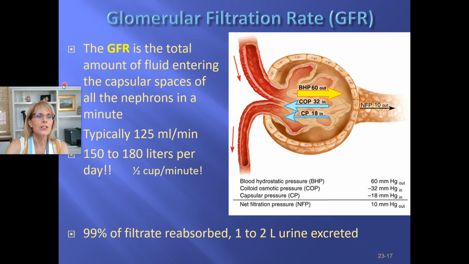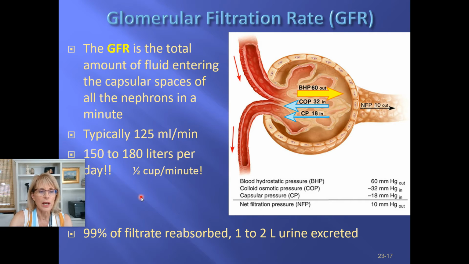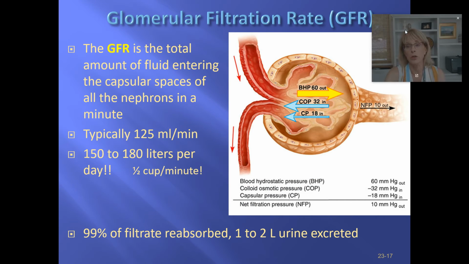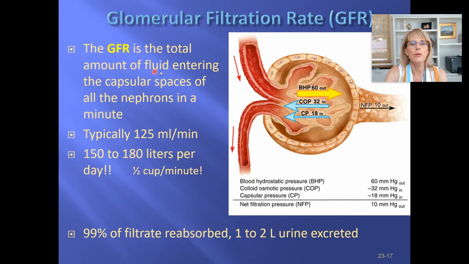Okay. Let's talk about glomerular filtration rate. Glomerular filtration rate, or GFR, is one of the things that we will constantly be measuring in our kidney failure patients. Glomerular filtration rate, technically, is the total amount of fluid entering the capsular spaces of all the nephrons in each minute. So if I were to catch the fluid that is going out here into this Bowman's capsule and catch it for all of the Bowman's capsules in both of a patient's kidneys and catch all of that for 1 minute, that is the glomerular filtration rate.